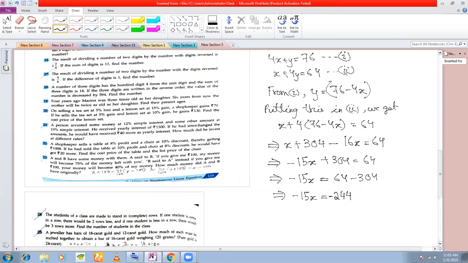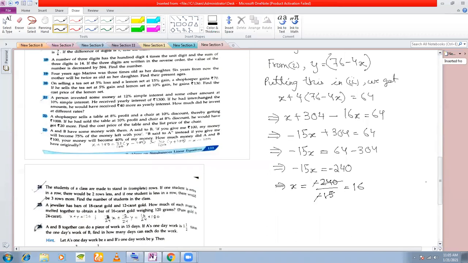Yes, 240 it should be, with a 0 at the end. Minus and minus cancel, so x will be minus 240 by minus 15, which equals 16. So you get the value of x as 16.